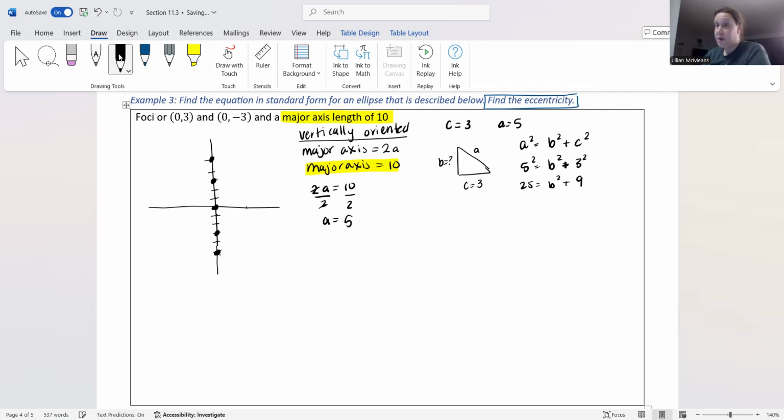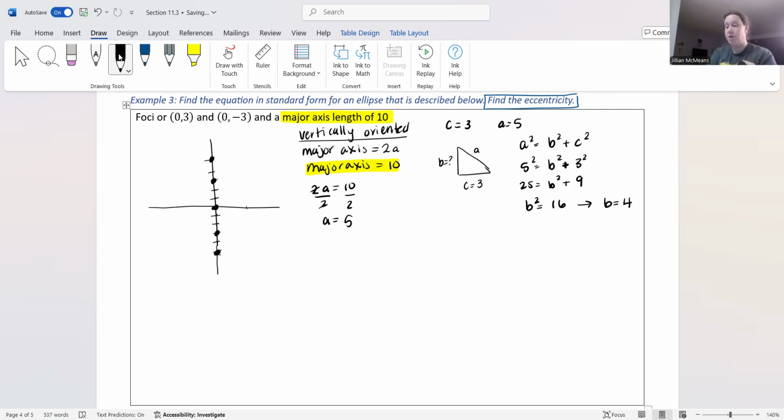I want to get b squared alone, so I would subtract 9 from both sides. That tells me that b squared is equal to 16. Then if I take the square root of both sides, I get that b is equal to 4. So remember, b is the distance from the center to the co-vertices.